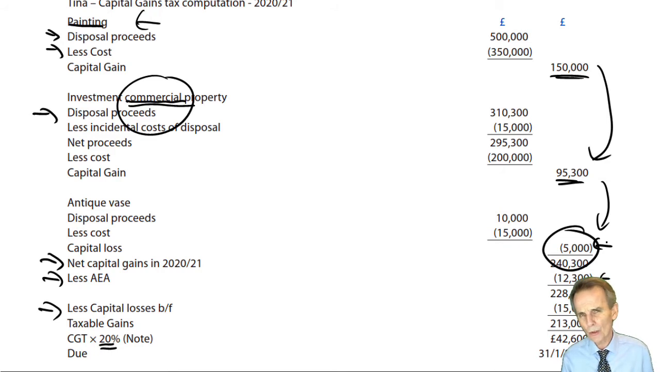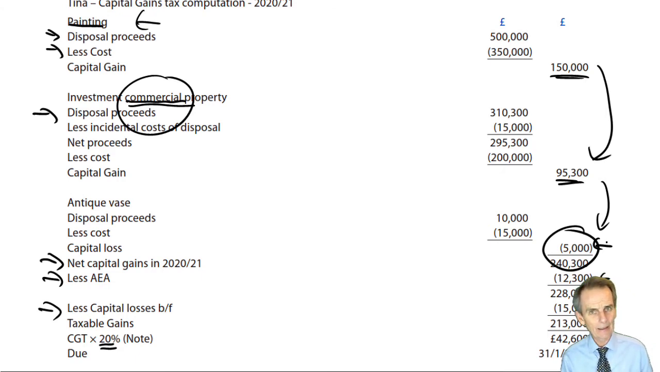Well, where would you want to make that deduction? Which gain would you rather reduce? The gain on the painting or the gain on the now residential property? Well, if it was a residential property, it's 28%. As a painting, it's just 20%.